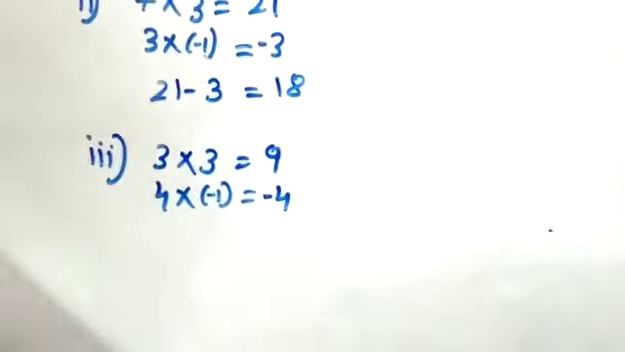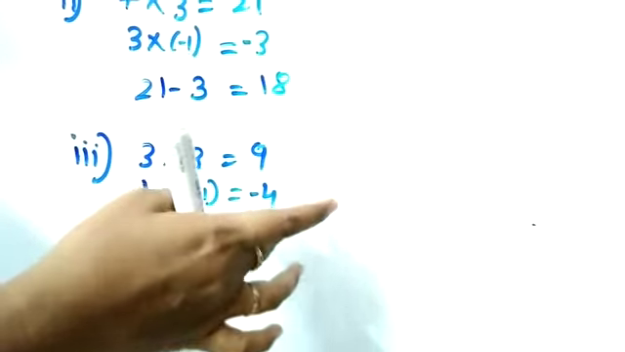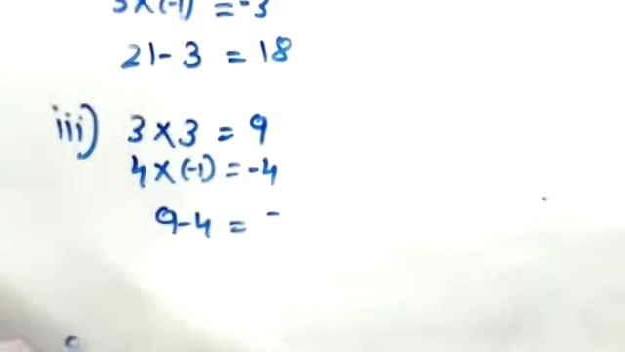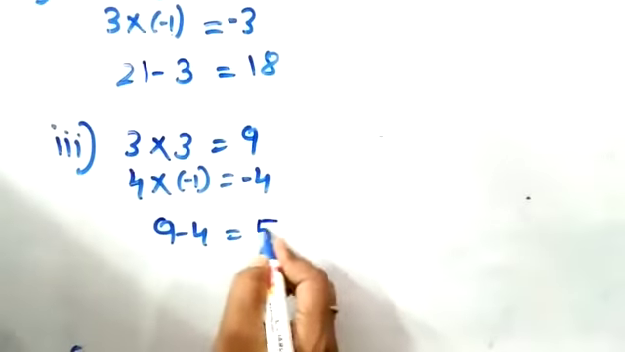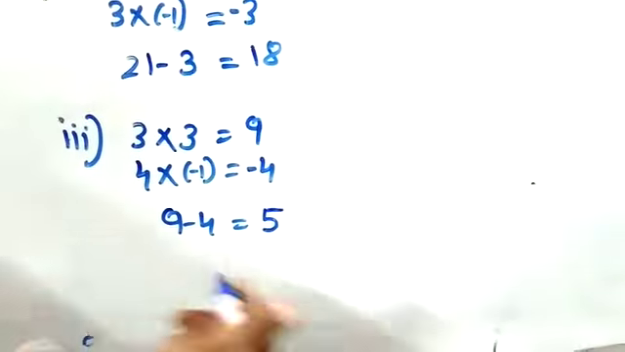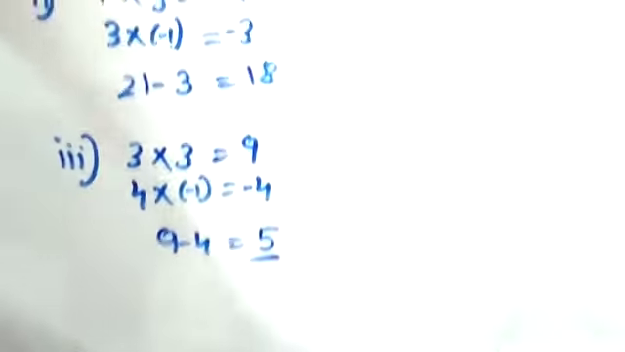Now what are we doing? We need to subtract: correct questions minus incorrect. So 9 minus 4. 9 minus 4 is 5. She attempted only 7 questions. From that she got only 5 marks. Now this is your solution for the fourth one.